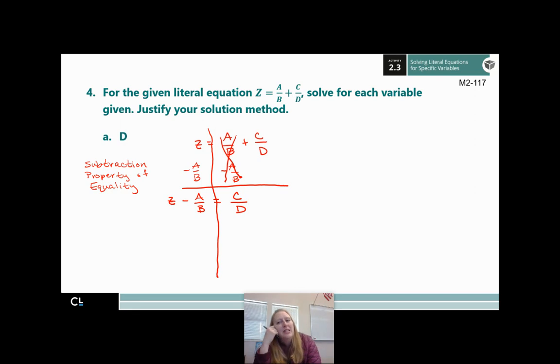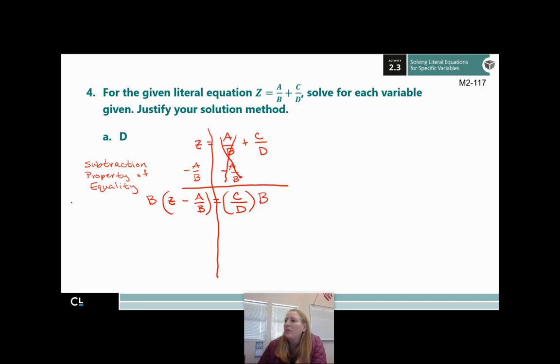Now, this is where you may have started to have some problems because you were like, how do I get D alone? It's on the bottom. Arg. So these next steps may look a little weird to you, but just roll with it, okay? How about if I get the B off of the bottom first? Because we just don't like fractions, right? I mean, if we can avoid them, we're going to avoid them. So I'm going to go ahead and multiply both sides by B.